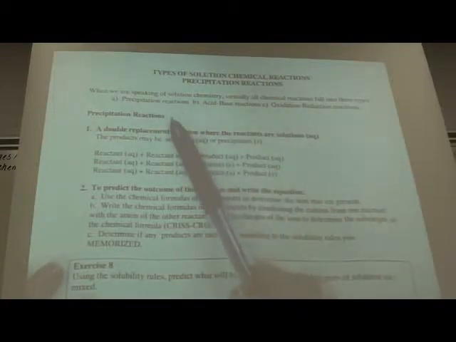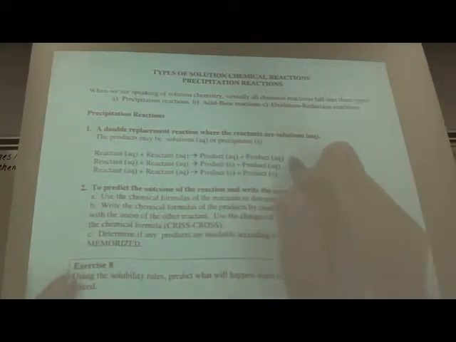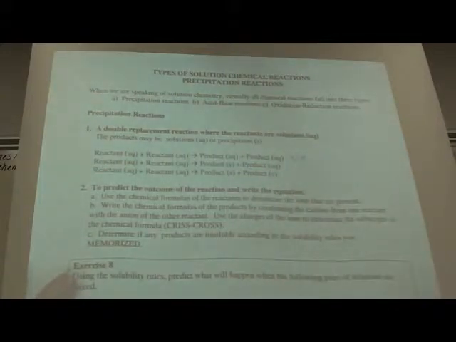Okay, so a precipitation reaction is a double replacement reaction where the reactants are always solutions, so they're always aqueous. And the products may be aqueous or they may be a precipitate. So you can have the two aqueous reactants make two aqueous products, and when we see that, we call that no reaction, because really nothing happened.